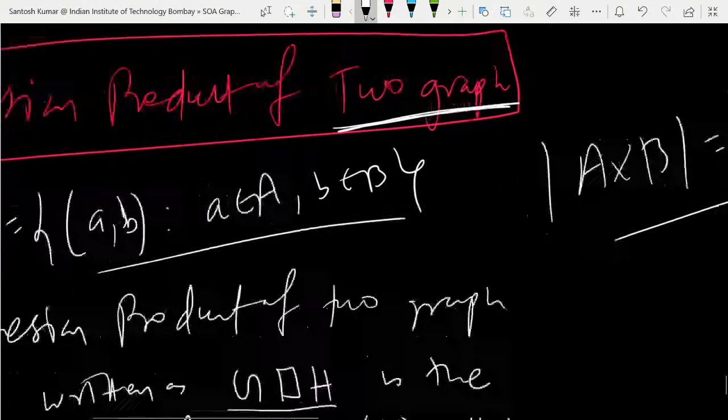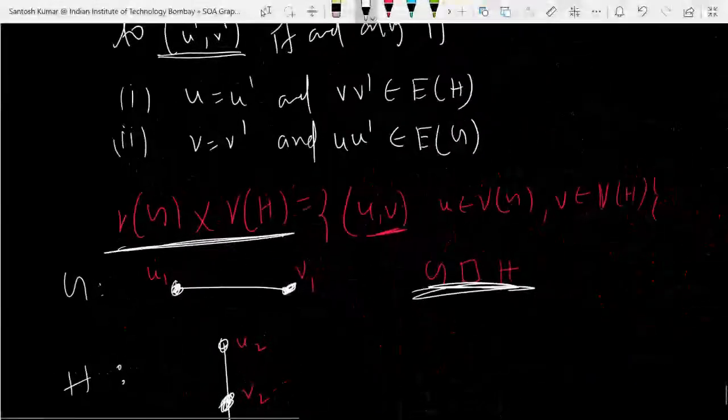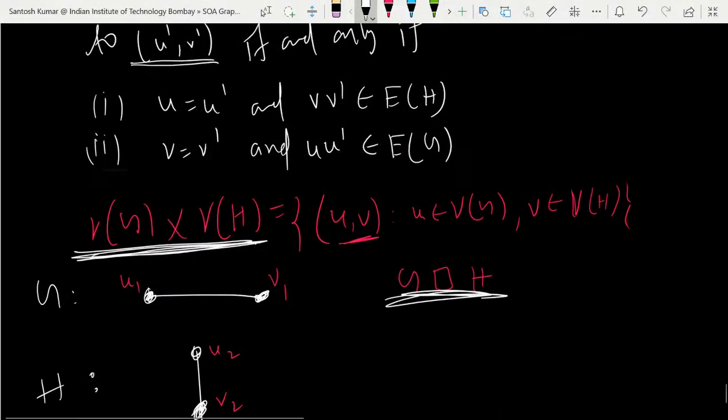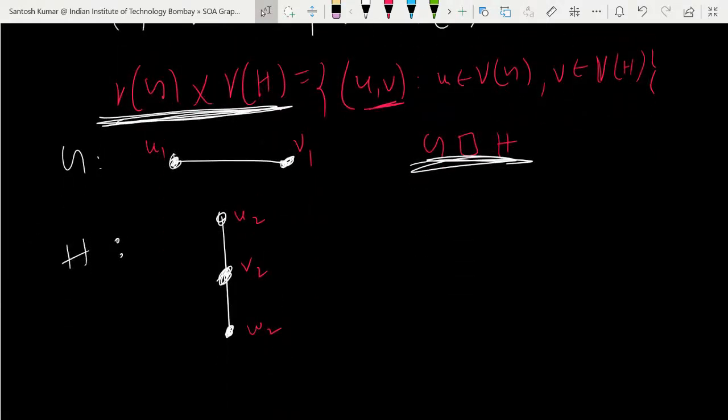So I'm asking you the cardinality of this set, the vertex set of the Cartesian product graph. How many vertices will it have? 6, right? 2 times 3 is 6. It has 2, it has 3. So the total vertices in the Cartesian product will be 6. So how will this graph look?